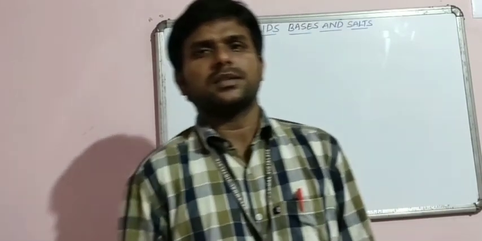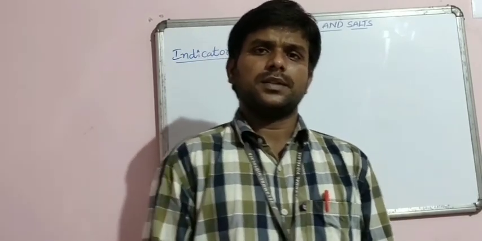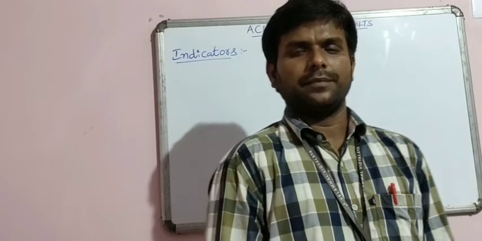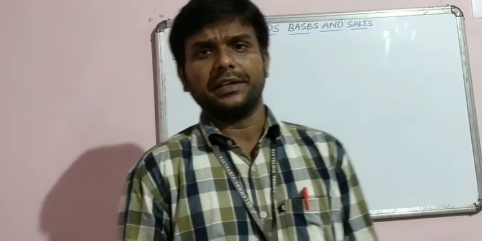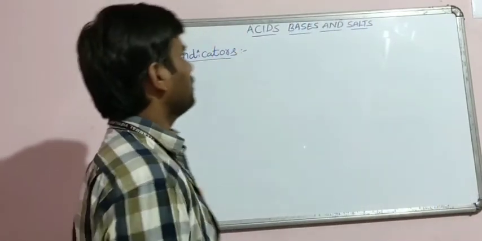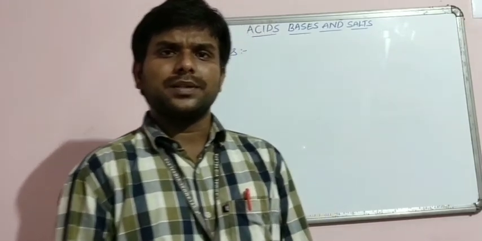In previous classes, we discussed acids, bases, and salts. In the last class, we discussed neutralization in everyday life. The next topic is indicators. Today, we are going to discuss indicators. What is the definition of an indicator? What is the meaning of an indicator? An indicator is a substance which shows the acidic or basic behavior of other substances.